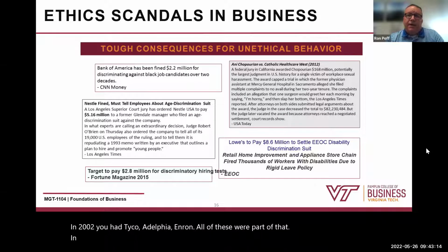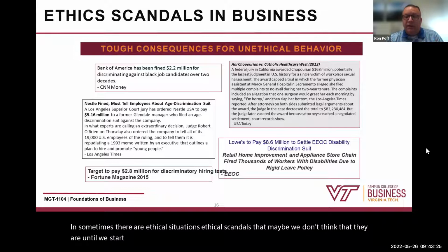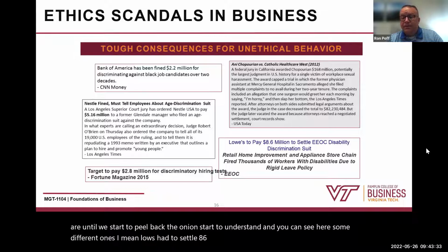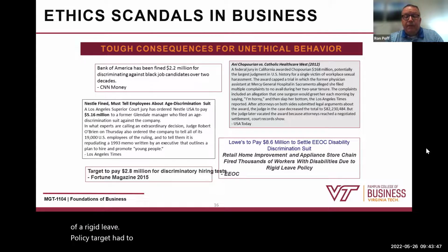And sometimes there are ethical scandals that maybe we don't think they are until we start to peel back the onion and start to understand. You can see here some different ones. Lowe's had to settle for $8.6 million based on a disability case. They fired thousands of workers with disabilities because of a rigid leave policy. Target had to pay $2.8 million because of discriminatory hiring tests. That was just a few years ago.